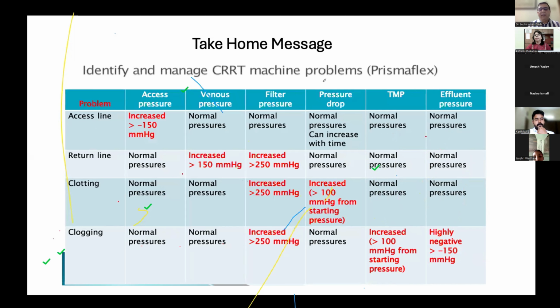I've already shared this with Dr. Ashwin, and she will share the PPT slide with you. If you can just remember this slide itself, it will give you a much clearer idea of what to do in troubleshooting if there is any clotting or clogging, or problems with the access pressure, the return pressure and the filter pressure.